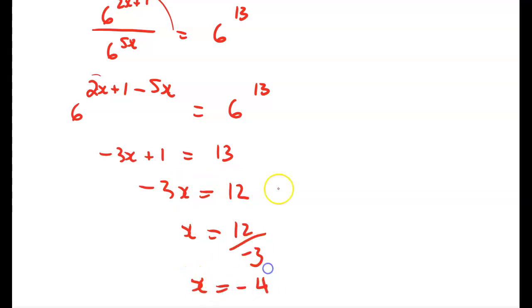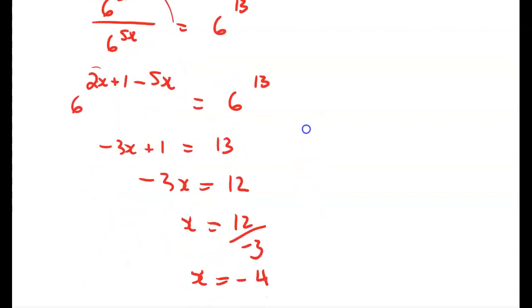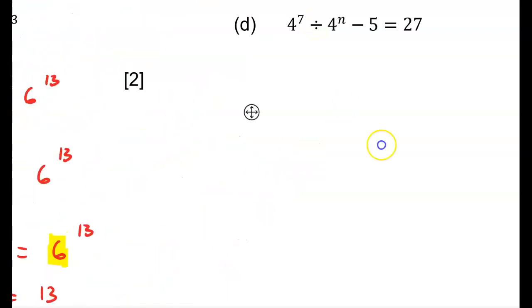So the hard part with this one was actually to recognise that you had to keep the base the same. Index laws still apply, but this time we're manipulating the powers. But with all of these, you can see now this is the third one where the aim is to keep the base the same and then equate the powers, so then you can solve for the variable.